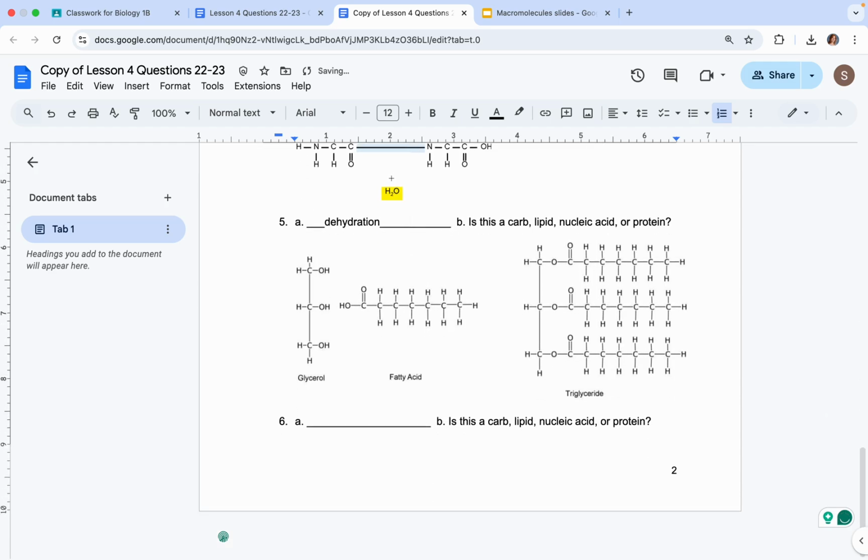There we go. Okay. Number 6. We have glycerol and a fatty acid separate from each other. And then by the end of it, we have a triglyceride, which is a glycerol with 3 fatty acids. So this definitely got bigger. So this is a dehydration reaction.